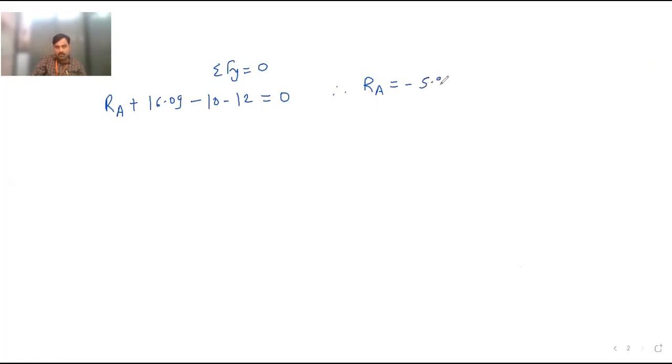Minus 5.91 kilonewton. Is it the right answer? Please check the values. Yes, sir. Okay. So for RA we have got a minus answer. So I can write here RA is 5.91 kilonewton, but it is not moving upward, it is moving downward. This minus sign indicates that.